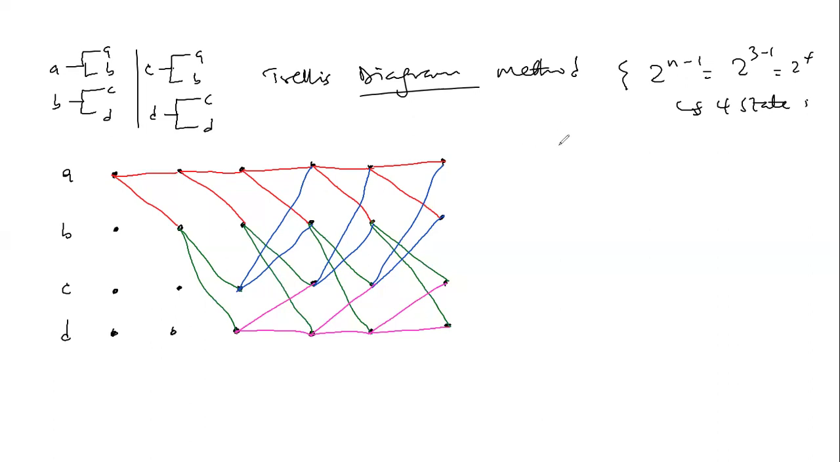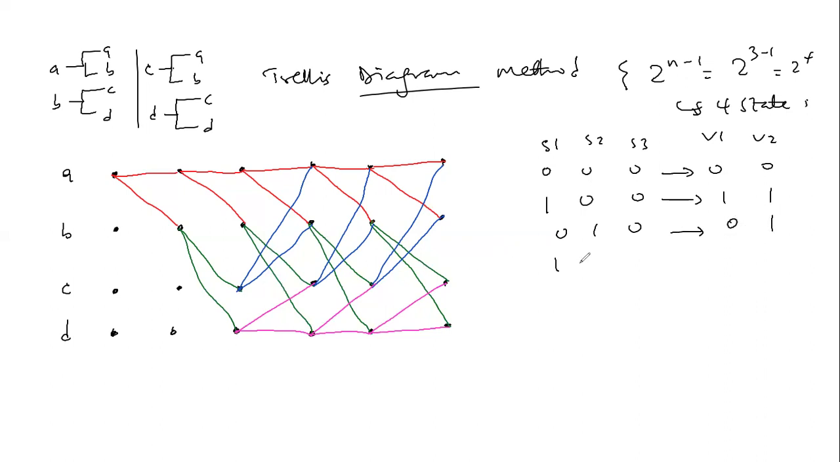So we have S1, S2, S3. Then we have V1, V2. So here we'll have 0, 0, 0. We have 0, 0. Where we have 1, 0, 0. We have 1, 1. Okay. Then where we have 0, 1, 0. Then here we have 0, 1. Where we have 1, 1, 0. Then we have 1, 0. Where we have 0, 1, 0.